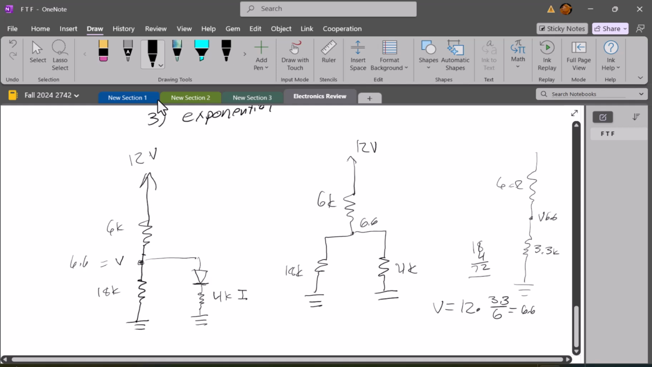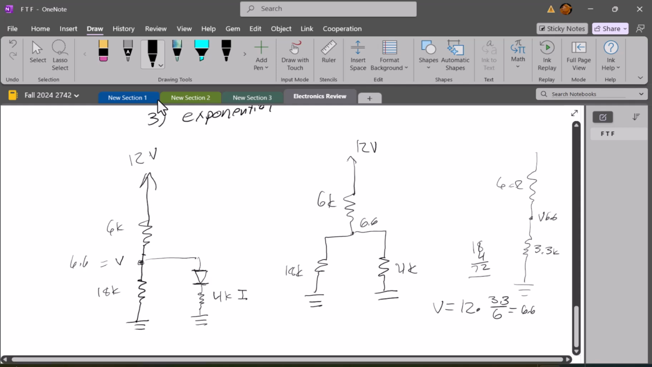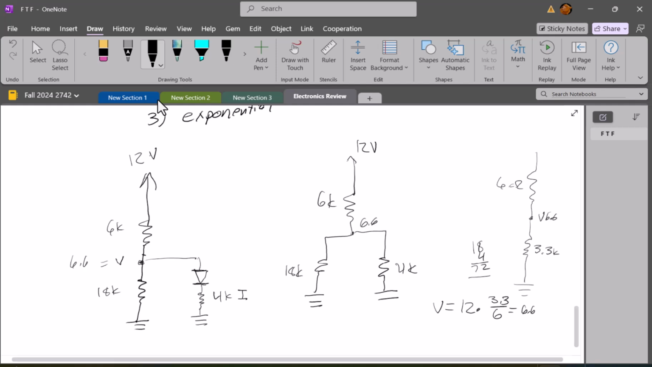And so then I ask myself, is that consistent with the diode being on? And the answer is yes, it is, because I have a higher voltage on the anode side than on the cathode side, so that is consistent, and so that works.